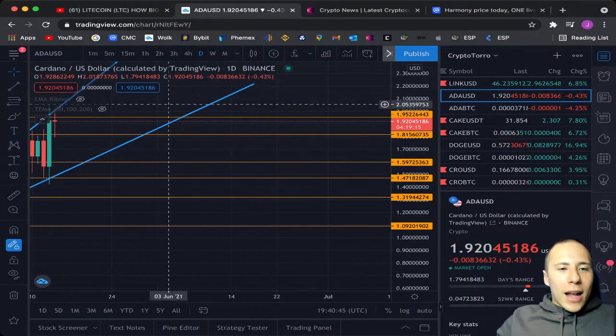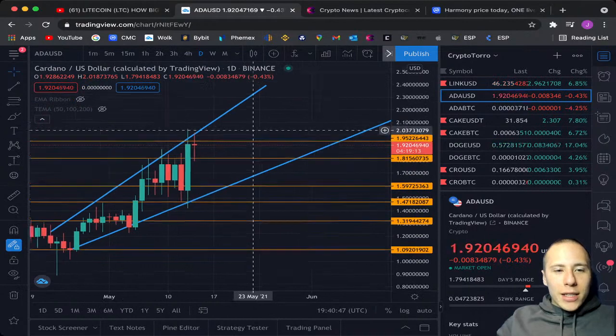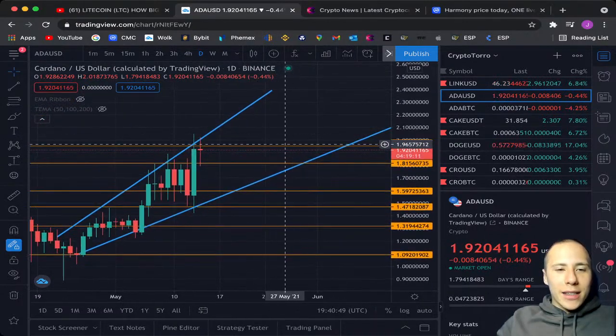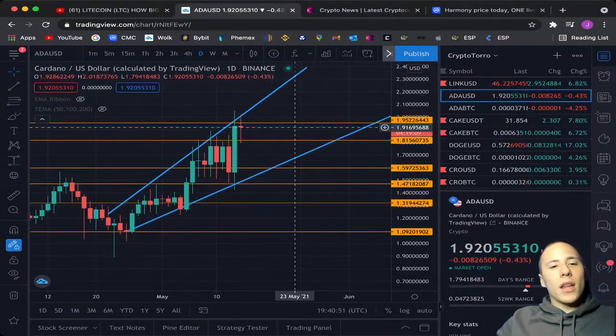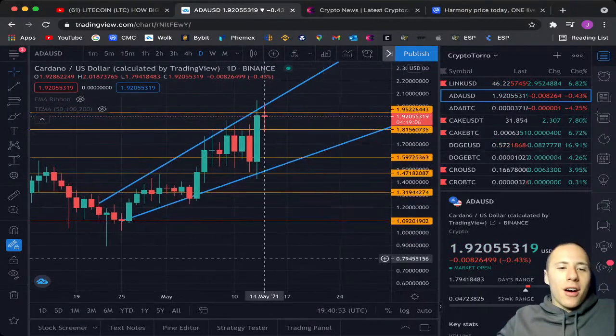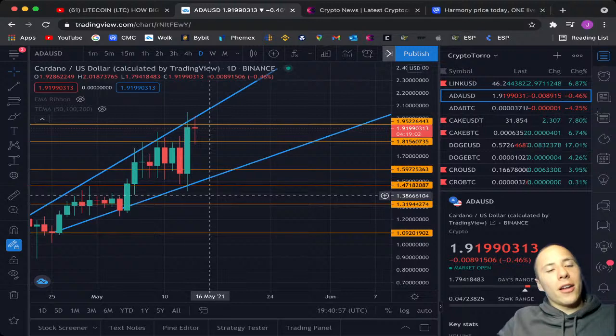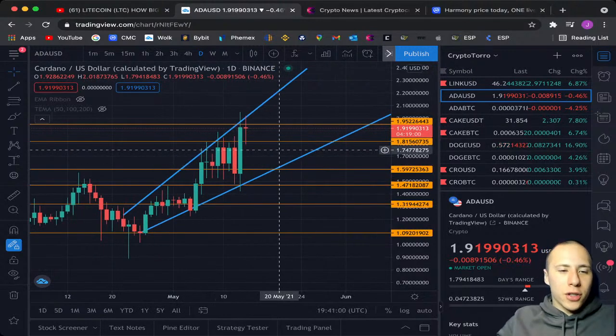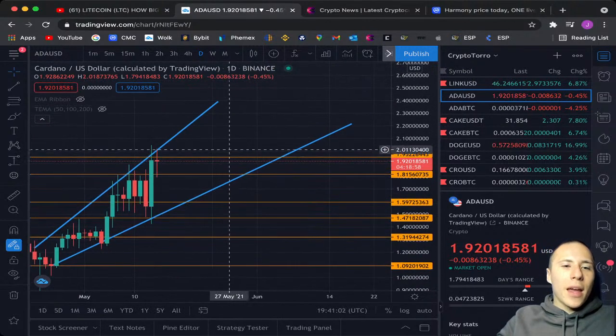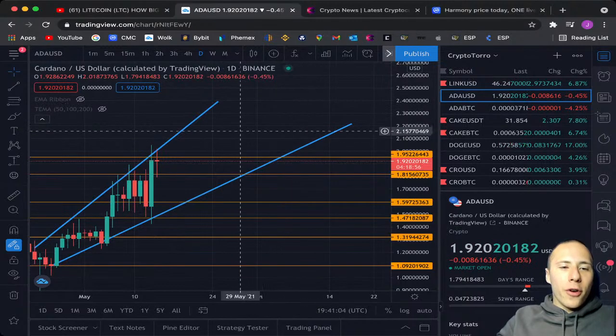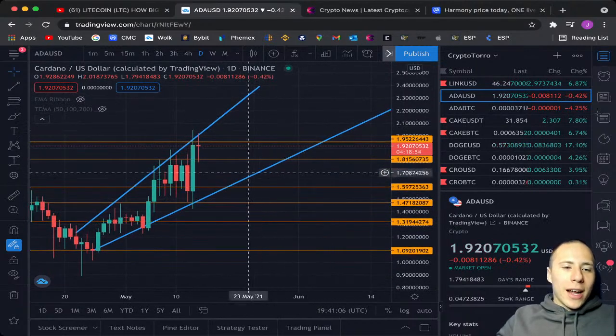So let's take a look at this. We are seeing Cardano, and we are seeing this broadening wedge on the Cardano chart. You could call it a channel, but I don't think it's a channel, because it's not parallel at all. It is a broadening structure. Both the lines at the end are further from each other than at the beginning.